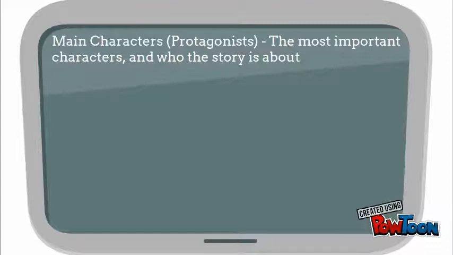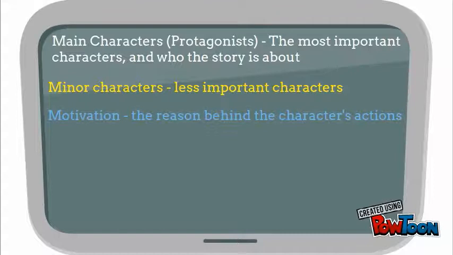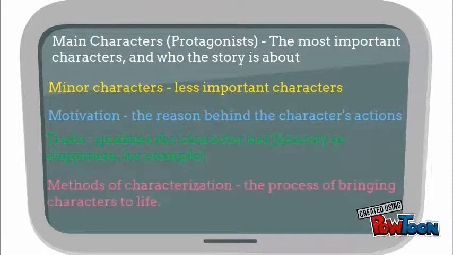Main characters or protagonists are the most important characters, who the story is about. Minor characters are less important characters. Motivation is the reason behind the character's actions. Traits are qualities the character has, such as bravery or sloppiness. And methods of characterization is the process of bringing characters to life.